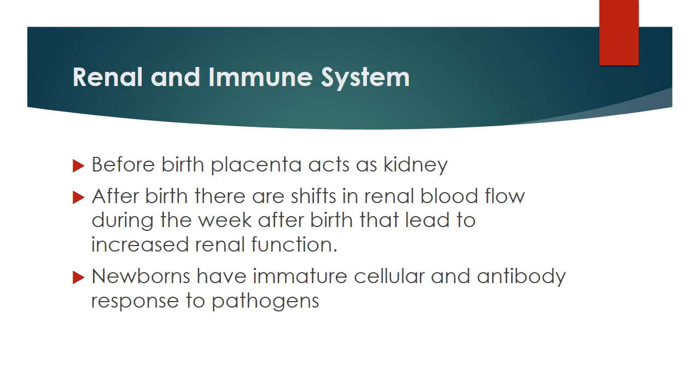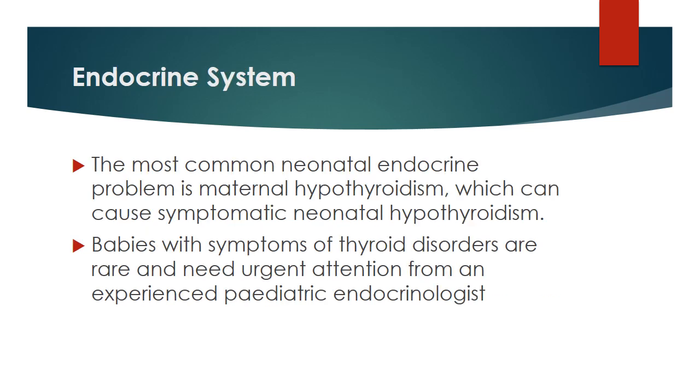Renal and immune system. Before birth, the placenta acts as the kidney. After birth, there are shifts in renal blood flow during the week after birth that lead to increased renal function. Newborns have an immature cellular and antibody response to pathogens. Endocrine system. The most common neonatal endocrine problem is maternal hypothyroidism, which can cause symptomatic neonatal hypothyroidism. Babies with symptoms of thyroid disorders are rare and need urgent attention from an experienced pediatric endocrinologist.